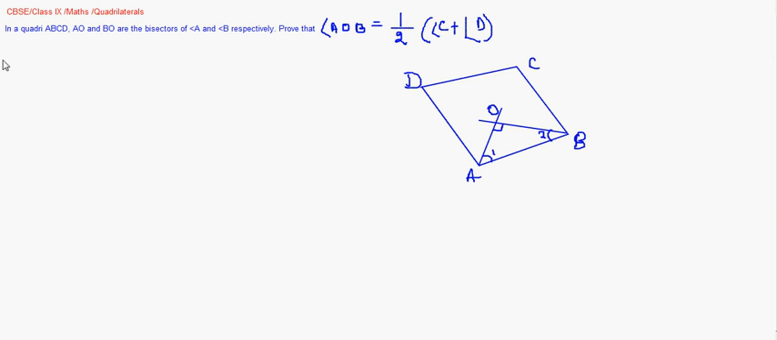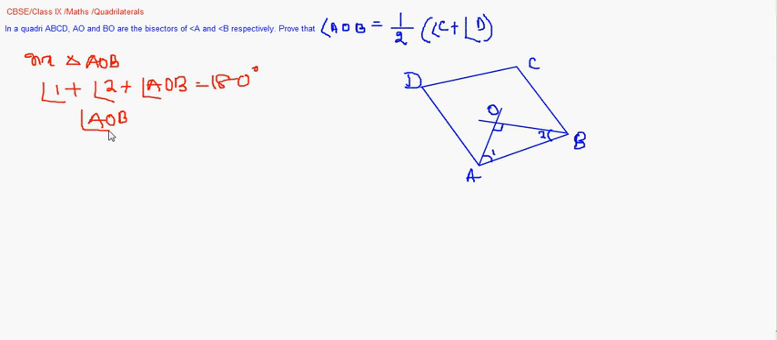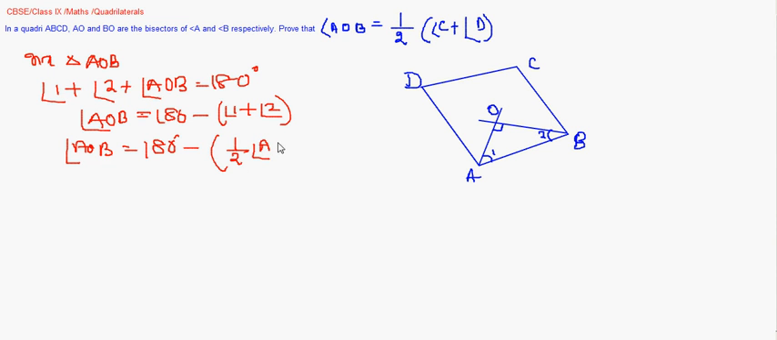Now in triangle AOB, we can say angle 1 plus angle 2 plus angle AOB is 180 degrees. We have to keep AOB with ourselves, so I'm carrying 1 and 2 to the other side. That will make it 180 minus angle 1 plus angle 2. This again can be substituted, because if you see angle 1 is half of angle A, as we had drawn AO being the bisector of angle A. Similarly, angle 2 can be represented as half of angle B. BO is bisector of angle B.